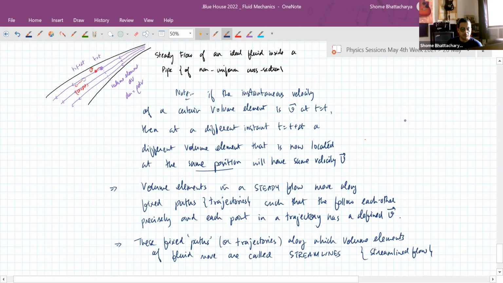Okay, so what is happening? See, at this particular instant, there is a volume element that is present over here, which has a certain velocity v. Okay, this is at t equal to t. Now, after some time, this volume element has moved somewhere ahead.